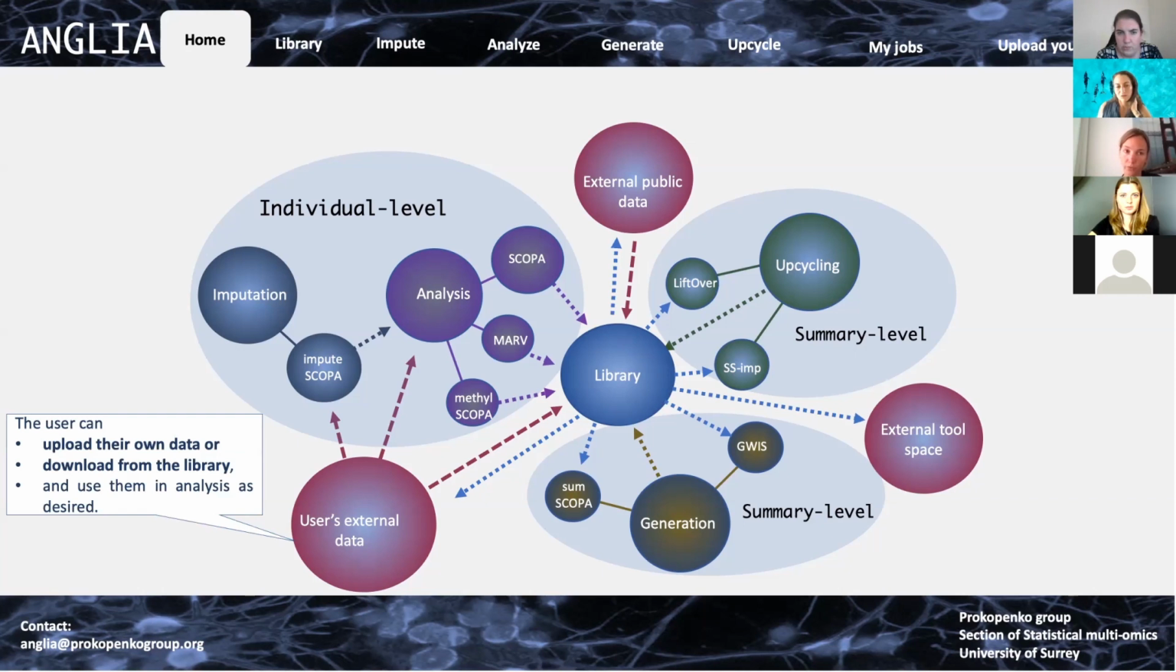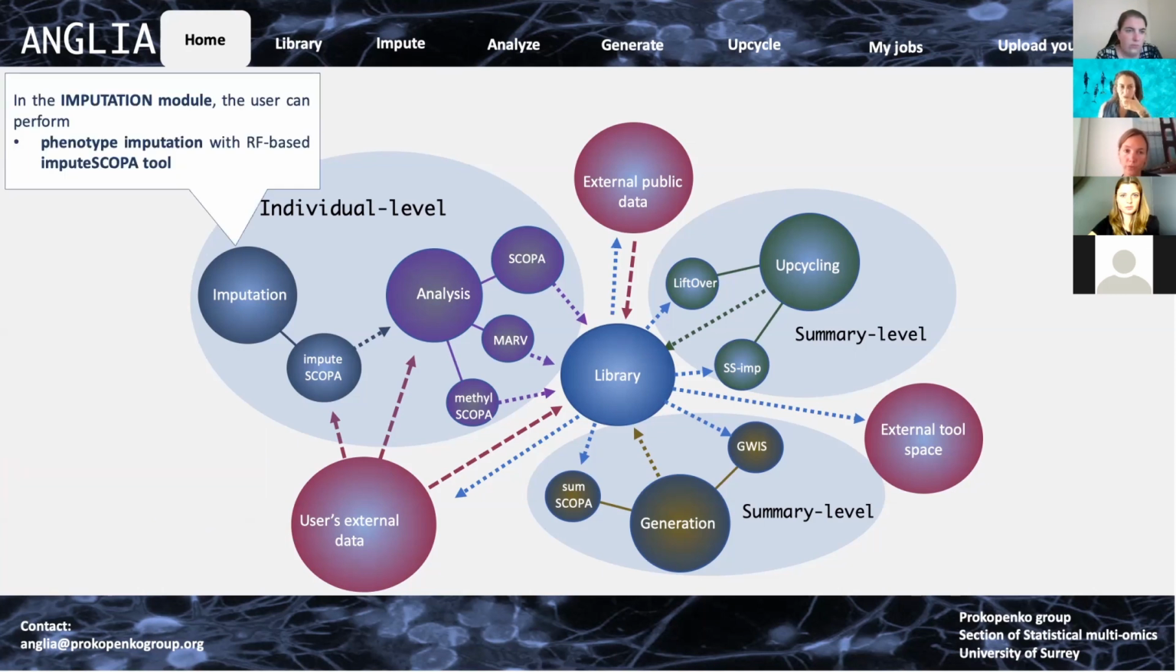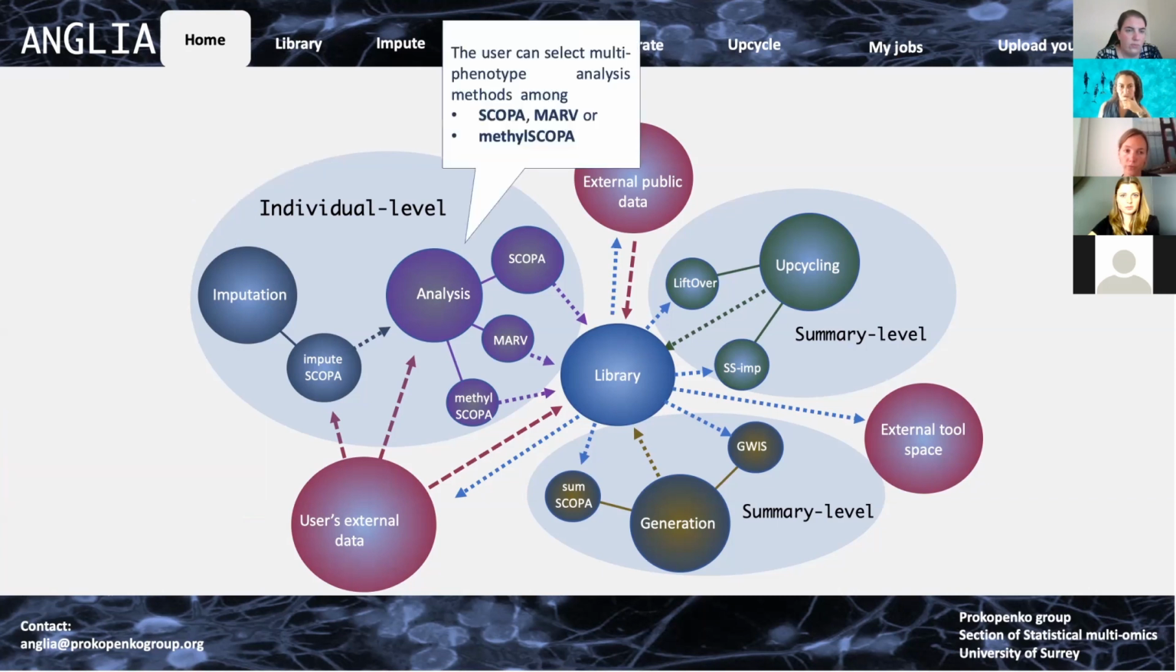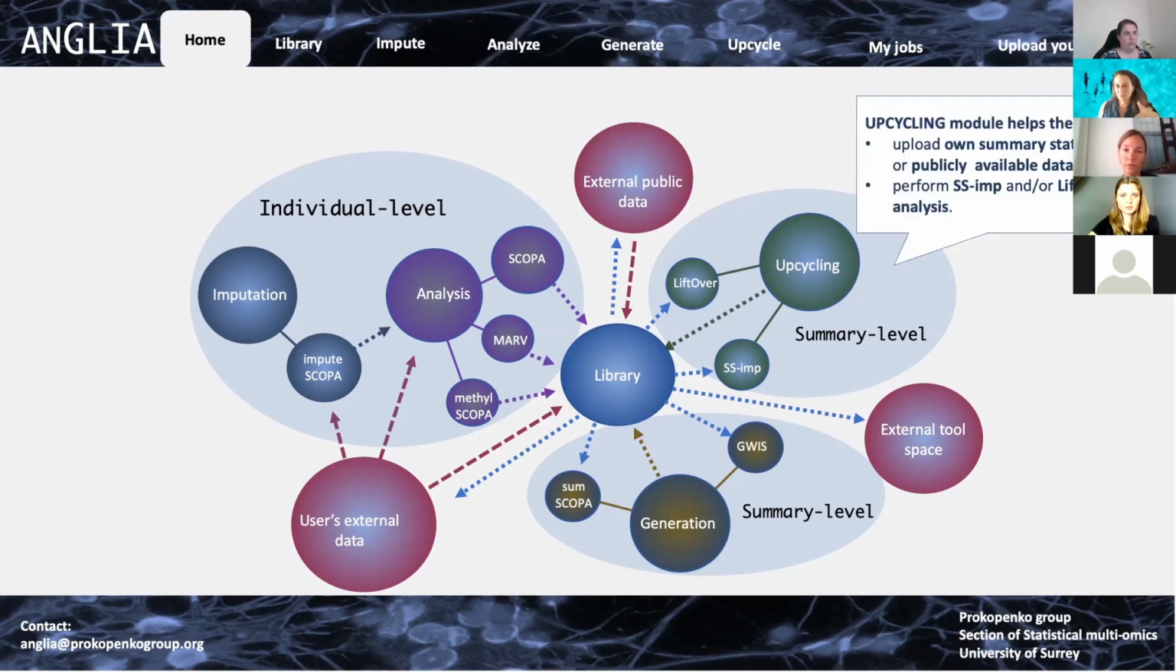So what can the user do? They can upload their own data or download from the library and use them in analysis as desired, or they can use the imputation model. They can do the phenotype imputation, or they can direct these imputed phenotypes and feed them into the analysis model, which they can run together. Of course, they also need genotypes, with which they can run SCOPA, METIL-SCOPA, and MAR for rare variants, and everything is shared in the library. And if you want, you can share them with the public or not.